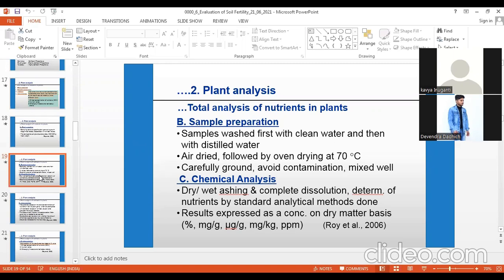It can be done by high temperature, that is dry ashing, or it can be done by wet ashing, using certain acids to decompose it. And then this sap or extract or plant solution of nutrients is used to analyze the nutrients. And then different methods are used for chemical analysis, and results are expressed as concentration on dry matter basis, maybe in percentage, maybe in milligram per gram, microgram per gram, milligram per kg. These are different units in which we express the concentration of nutrients.